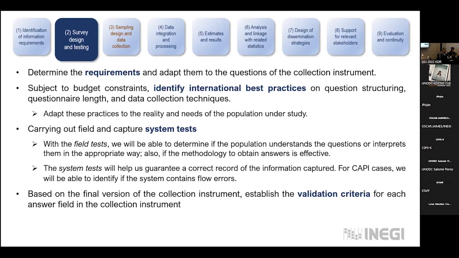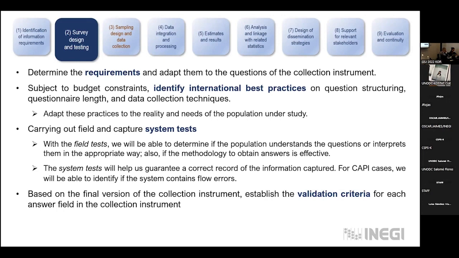And also comes the system test. If the survey is going to be captured by CAPI or some other electronic device, we have to review if the system works correctly, and this has to be at an early stage, so we can identify the errors before they cause more distortions in this process.